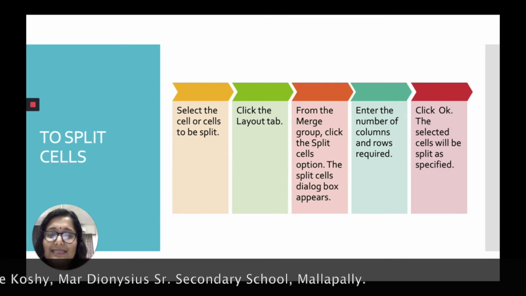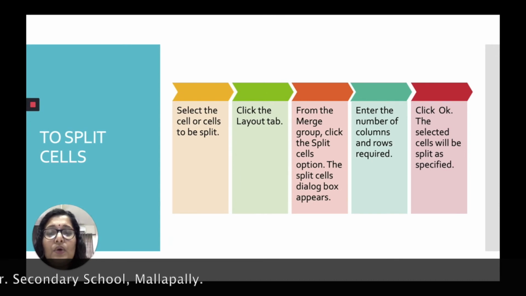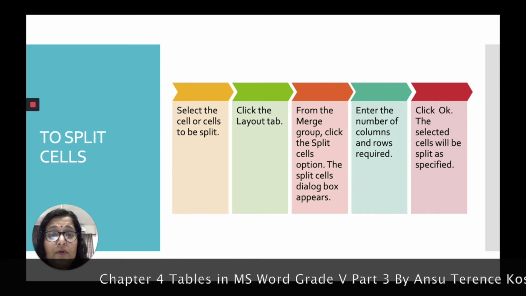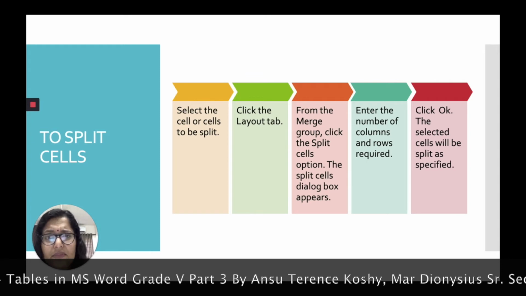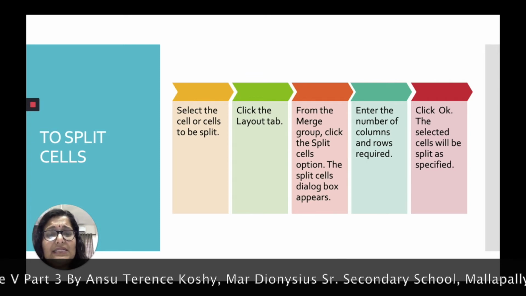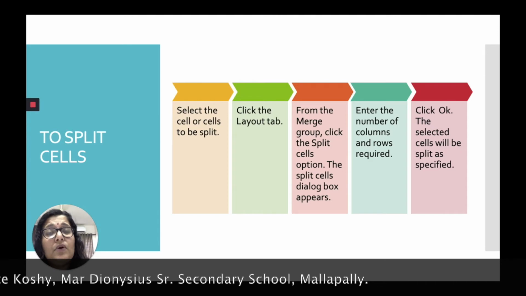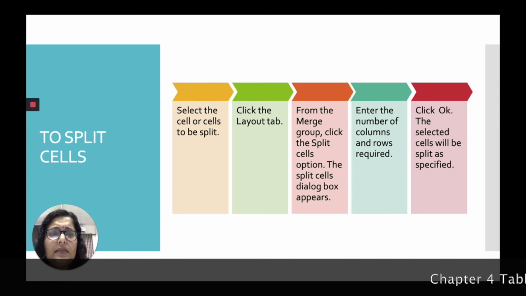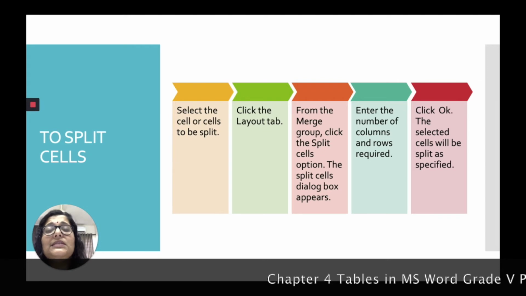To split cells, select the cell or cells to be split. Click the Layout tab. First you have to select the cells, then you have to click on the Layout tab. From the Merge group, this time you have to use the Split Cells option. The Split Cells dialog box appears. Enter the number of columns and rows required. You have to write how many rows or how many columns you need. Then click OK. The selected cells will be split as specified.